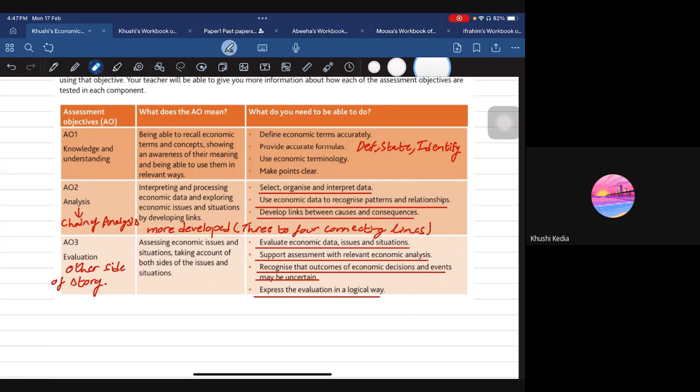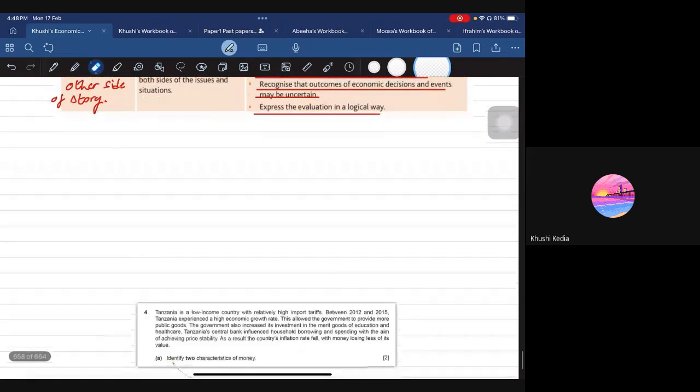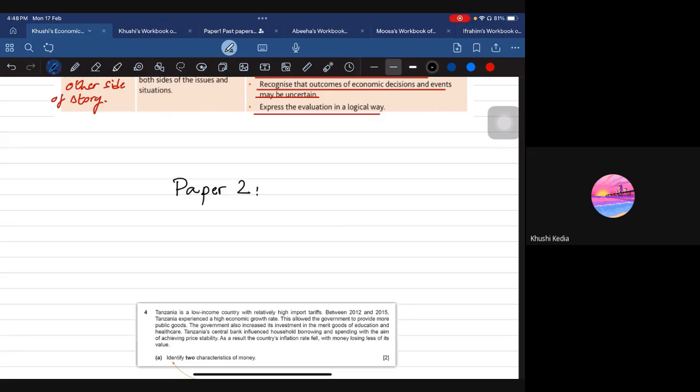Okay. So now we are going to quickly come towards the first thing that I am going to do here, which is that we are going to talk about paper 2 section B first. Then we'll talk about paper 2 section A. But first, paper 2.